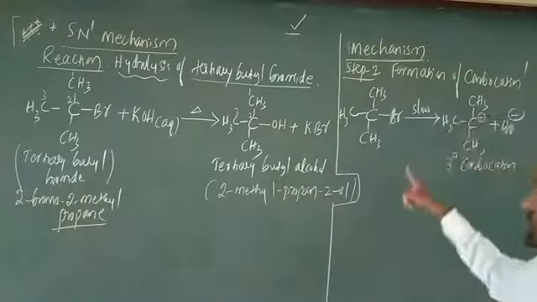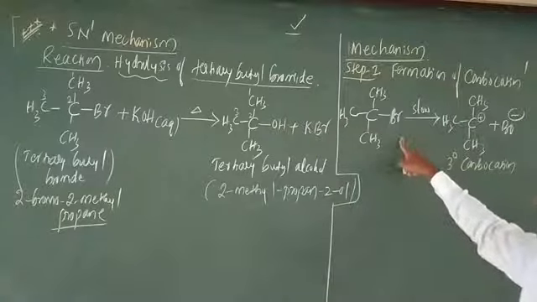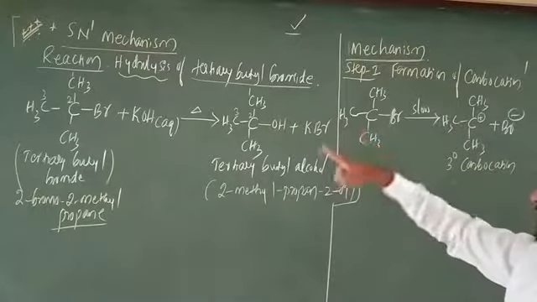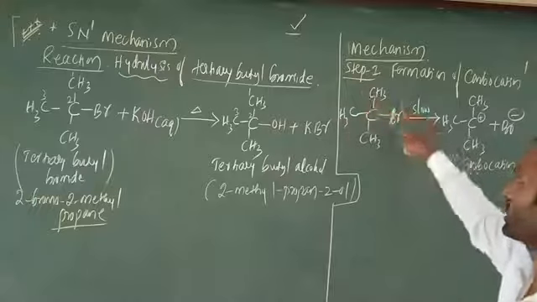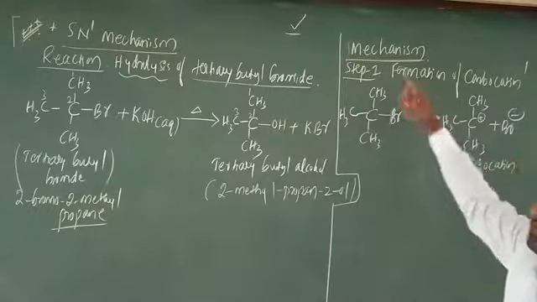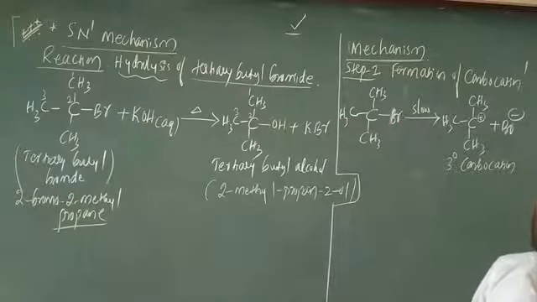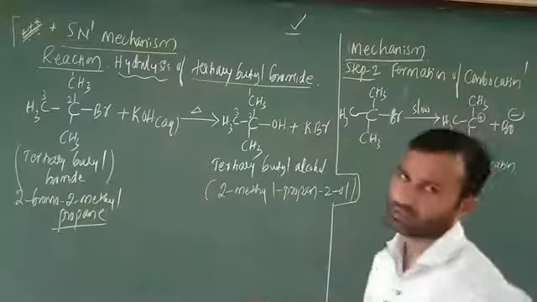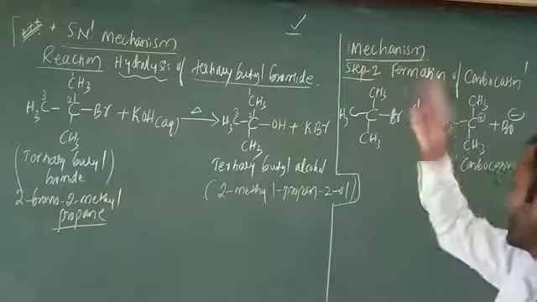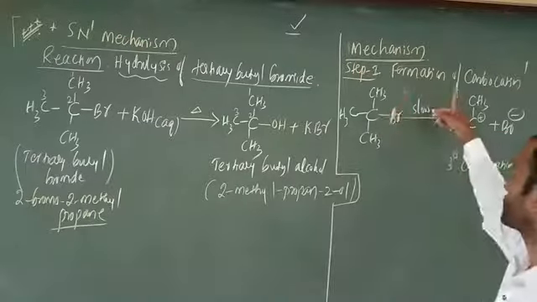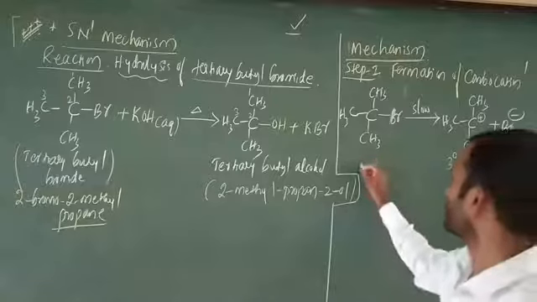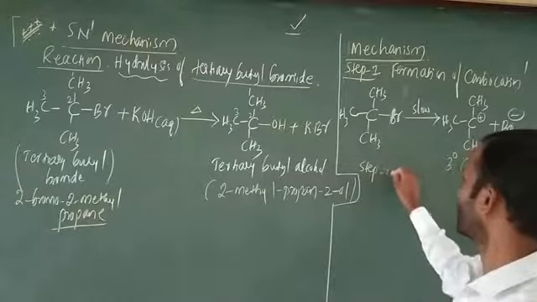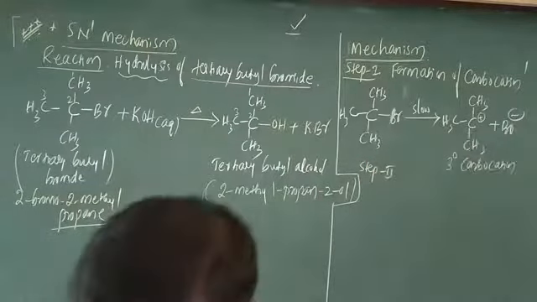In this case, the rate order is 1, because only one species is involved. The order is 1. If it is SN2, the order is 2. I will tell you why it gets order 2 and why this gets order 1, and we will study that difference. This is the step 1 formation. Next is step 2. Step 2 is important, bear it in mind.